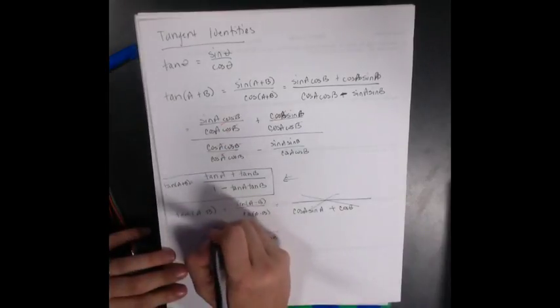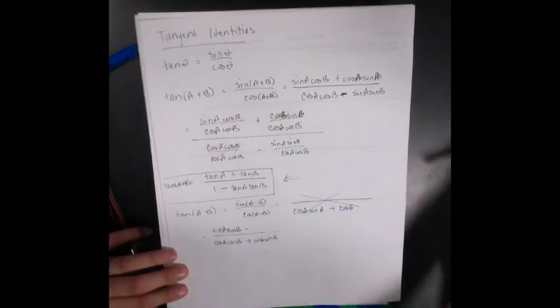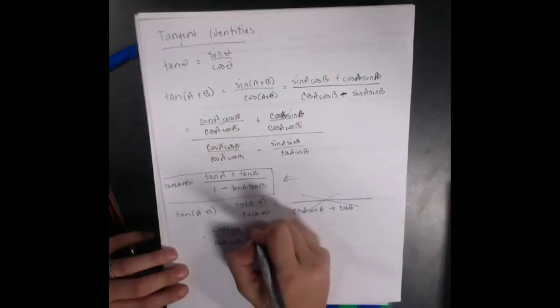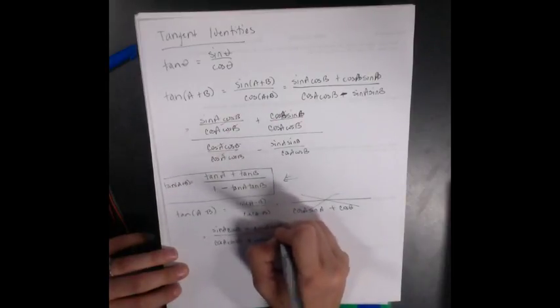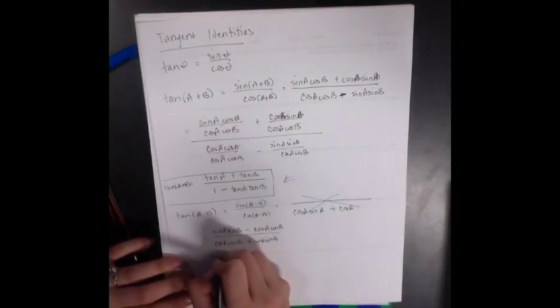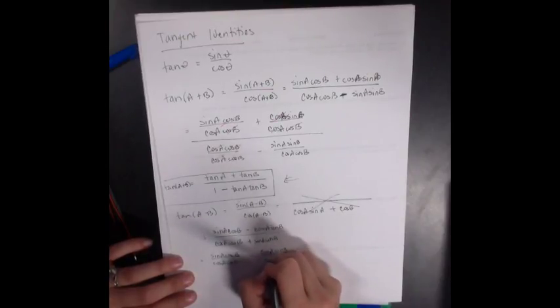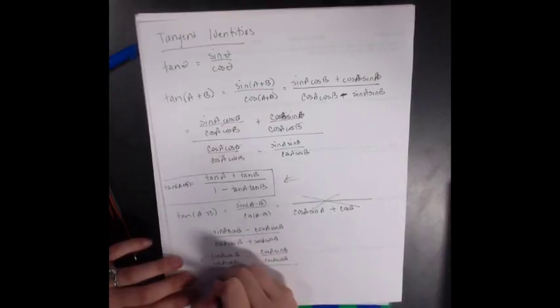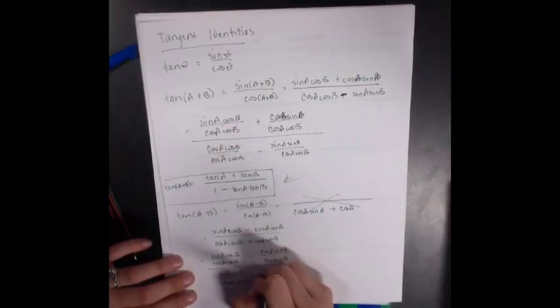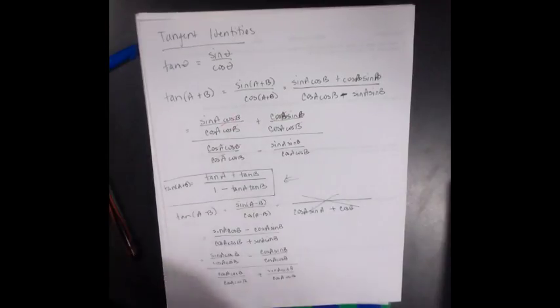On top, I will have the sine of a cosine of b minus the cosine of a sine of b. I'm going to do the same thing. I'm going to divide everything by cosine a cosine b. So I'll have sine a cosine b over cosine a cosine b minus cosine a sine b over cosine a cosine b, all over cosine a cosine b over cosine a cosine b plus sine a sine b over cosine a cosine b.